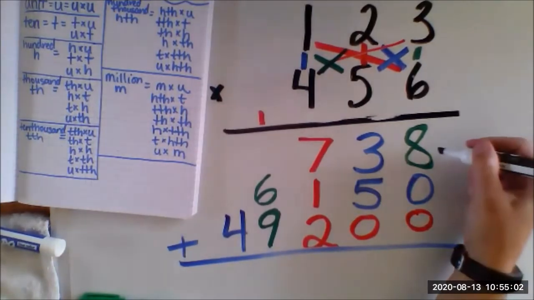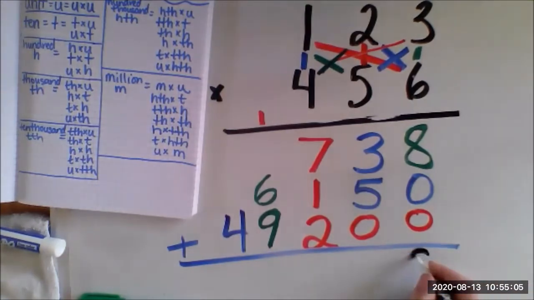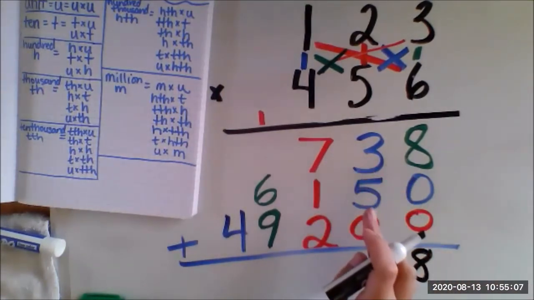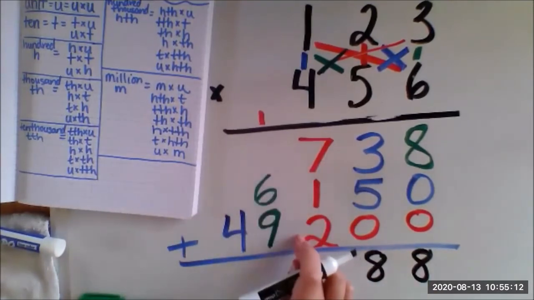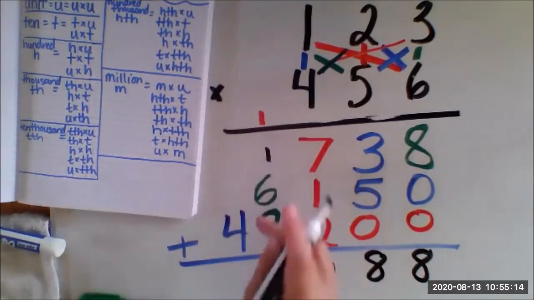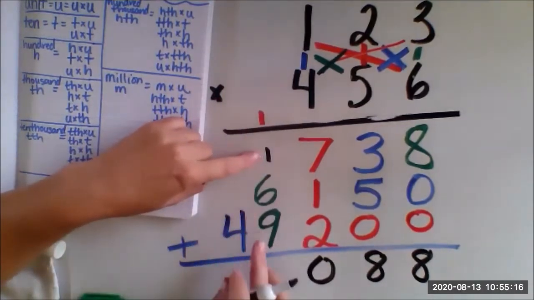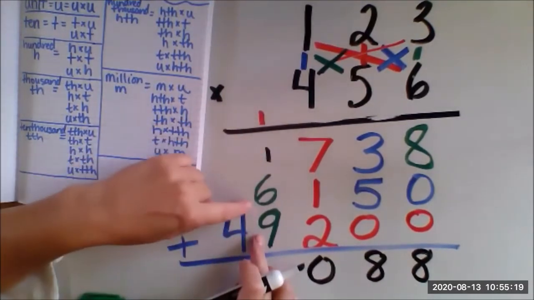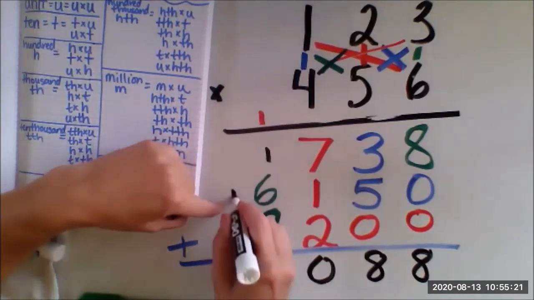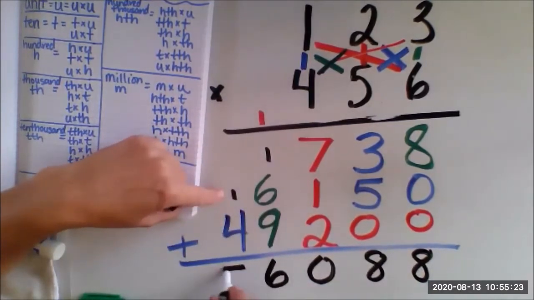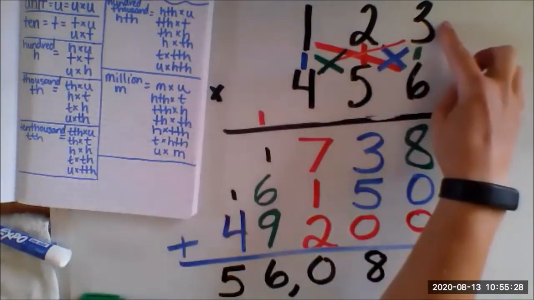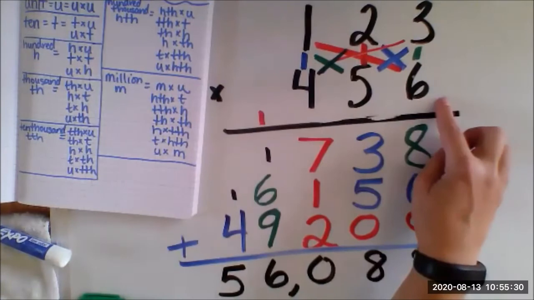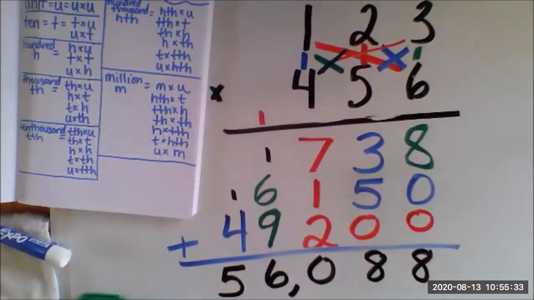Let's add it up. 8 plus 0 plus 0. 8. 3 plus 5, 8, plus 0. 7 plus 1 is 8 plus 2 more. 10. I like to look for numbers that are easy to add. 9 and 1 makes 10 plus 6. 16. And 4 plus 1. 5. So our answer to that question, 123 times 456, gives us 56,088.